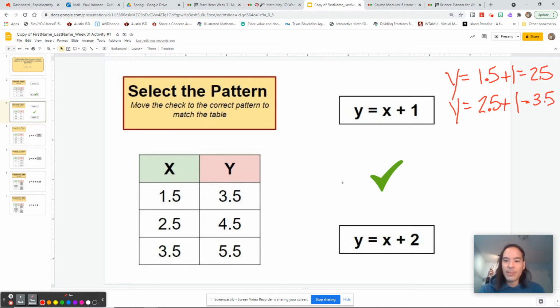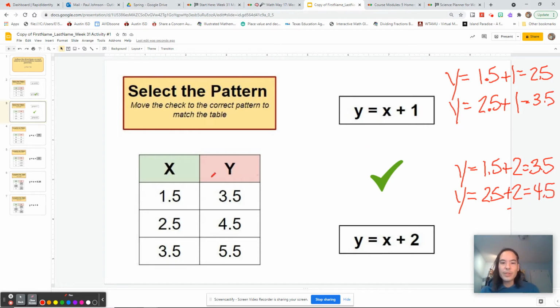So far, I'm not sure that that one works. Let's try it with this one. Y equals x plus 2. We're going to replace x with 1 and 5/10, and then it says plus 2. 2 plus 1 is 3 and 5/10. Then we'll take the same x over here, 2 and 5/10. We'll add 2, because our rule says to add 2. 2 plus 2 is 4, and then 5/10.